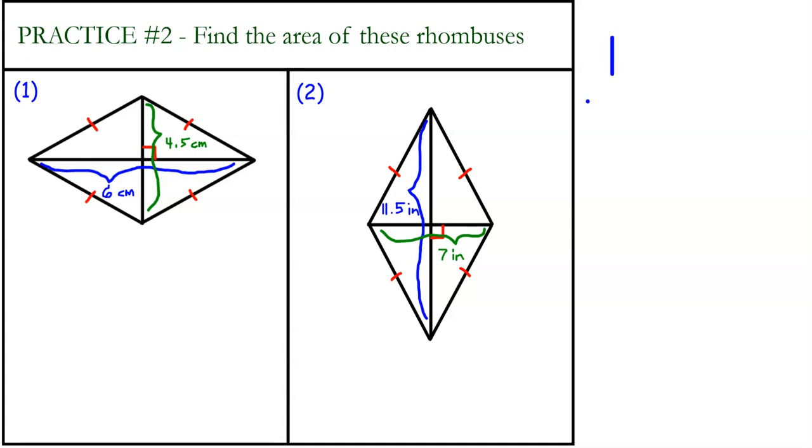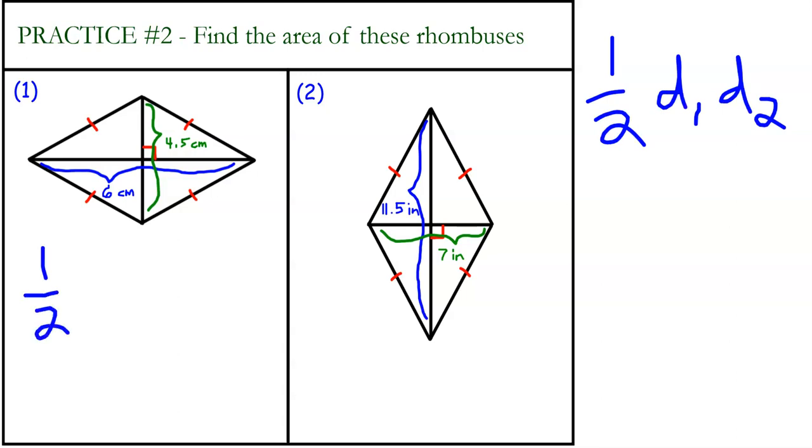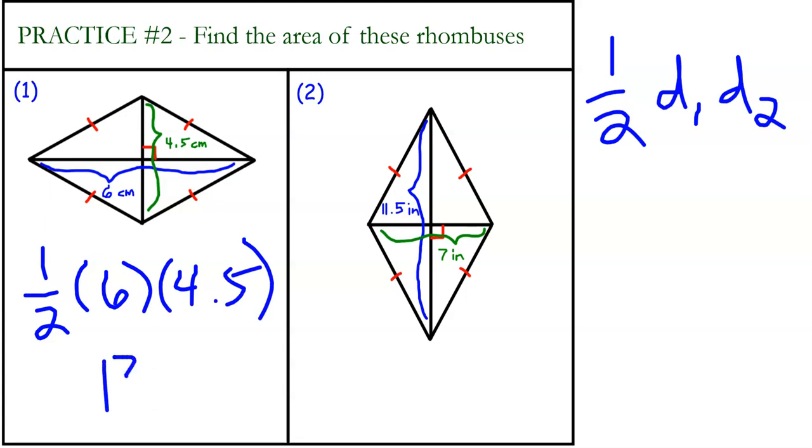So again, the area formula is 1/2 d1 times d2. So in the rhombus number 1, it is 1/2 times 6 times 4.5, which gives us an area of 13.5 square centimeters.